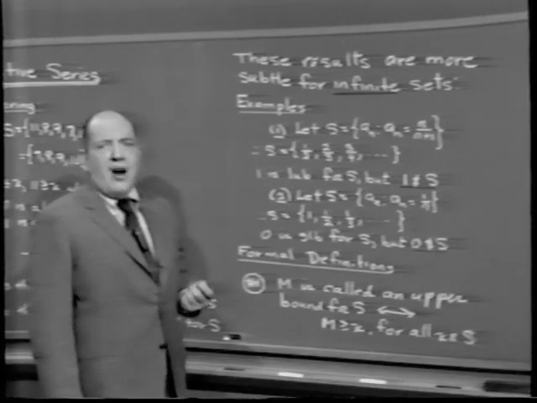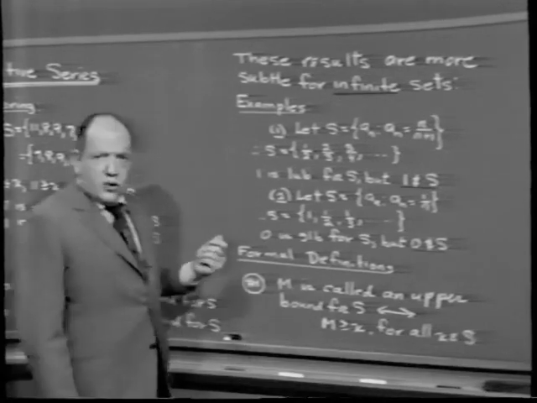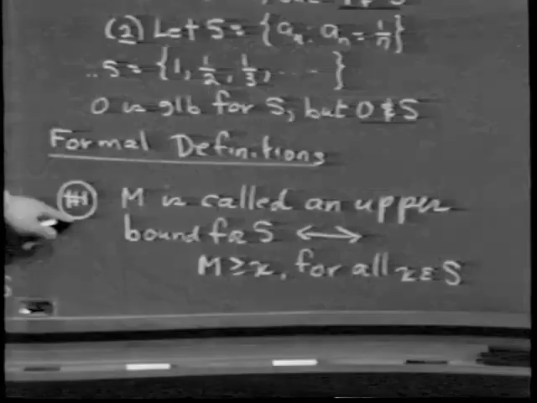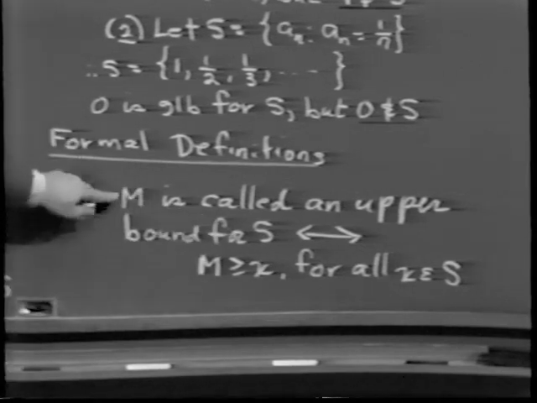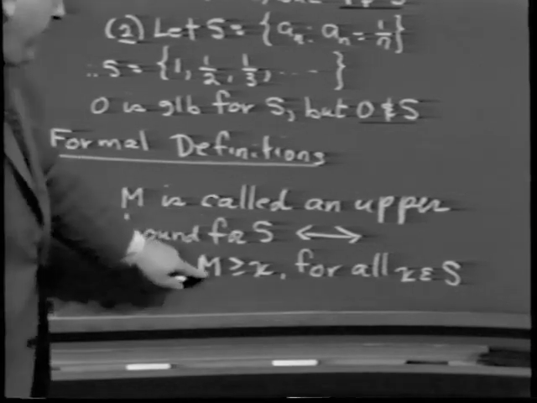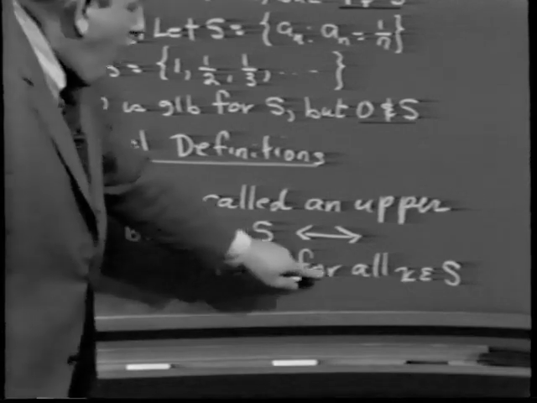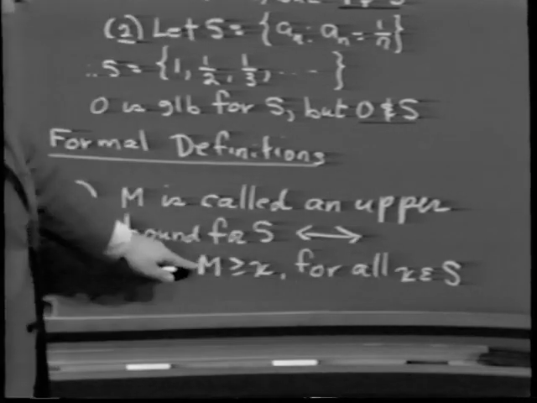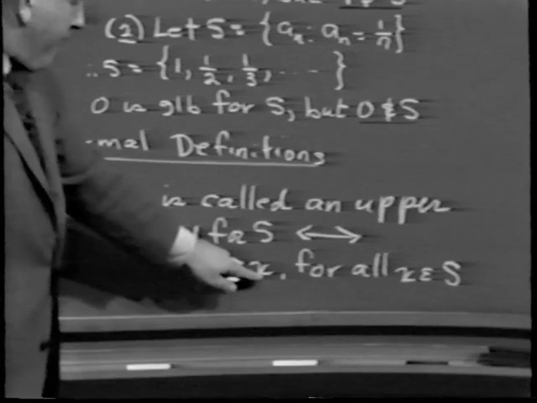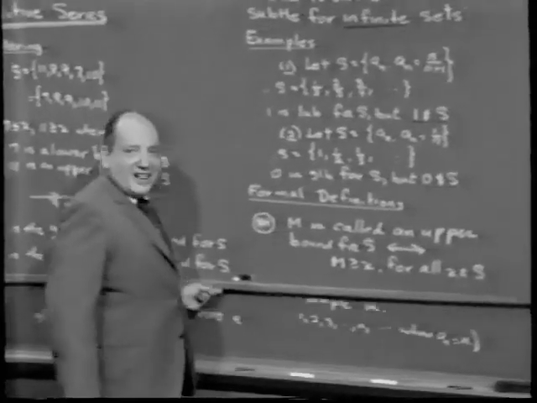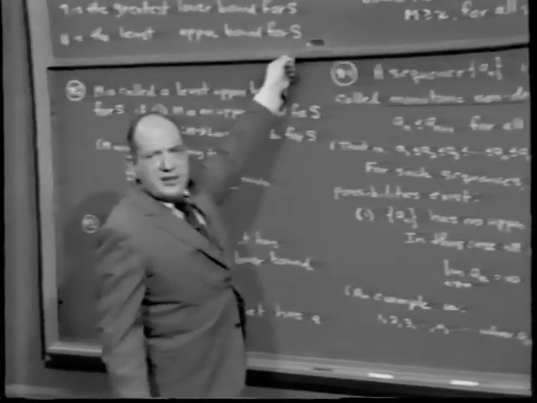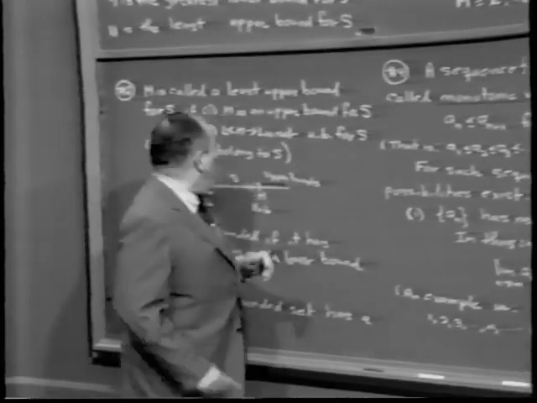So what we're going to do now is to establish a few basic definitions, and we'll do it in a rather formal way. Our first definition is the following. Given a set of numbers S, M is called an upper bound for S if M is greater than or equal to X for all X in S. In other words, if M exceeds every member of S, M is called an upper bound for S. Okay? As I say, these definitions are very straightforward.